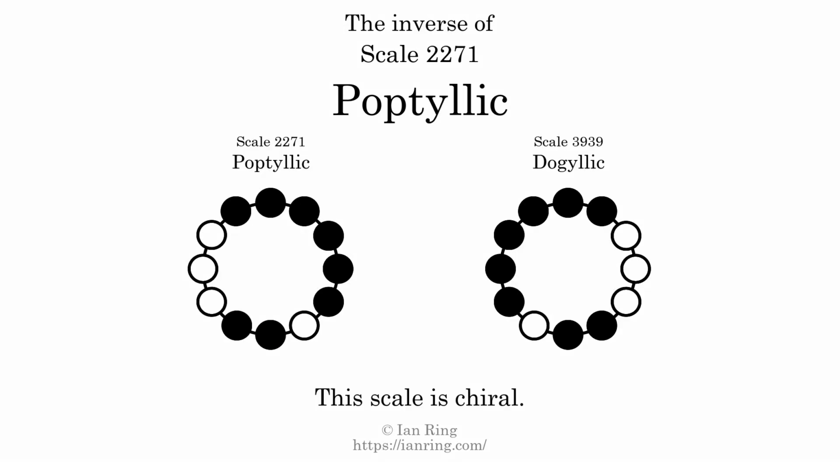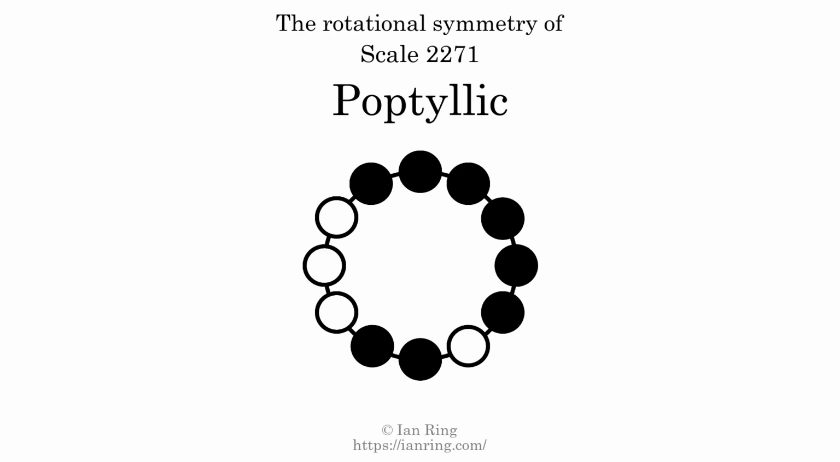The inverse of a scale is a mirror image. It is what you get when the sequence of intervals is reversed. The inverse of this scale is scale 3939, also known as Poptyllic. This scale is chiral. It cannot transform into its inverse by rotational transformation. This scale has no rotational symmetry.